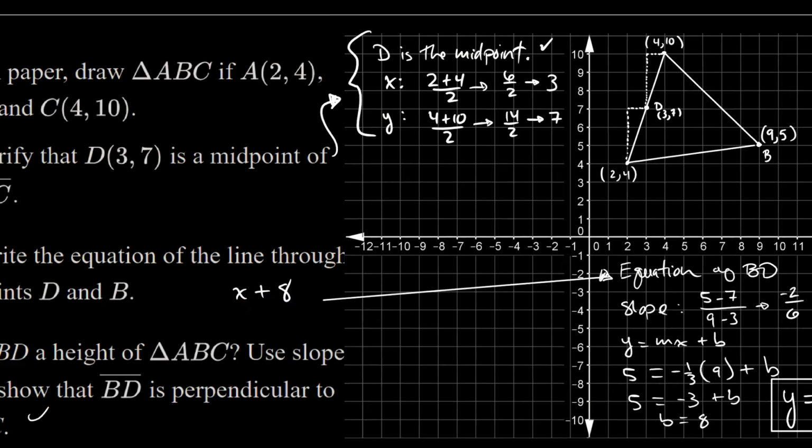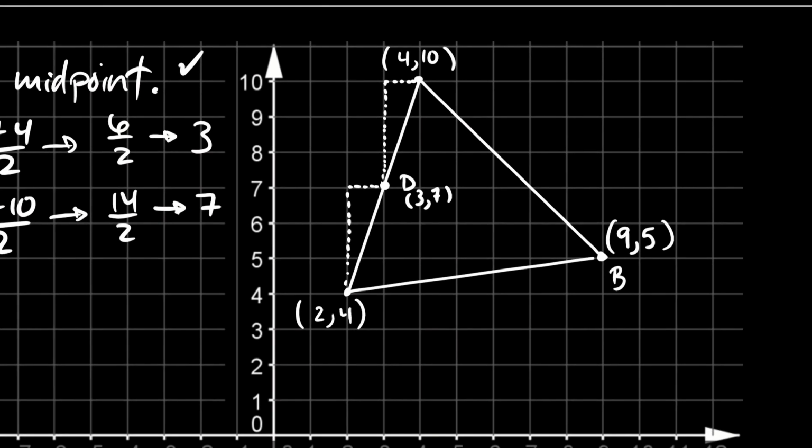Okay, so if this point D really is a height, it has to form a right angle with that base. So that means if I was going to draw this line through here, let me grab this pen, the question is: is this really a height? Well, let's see.